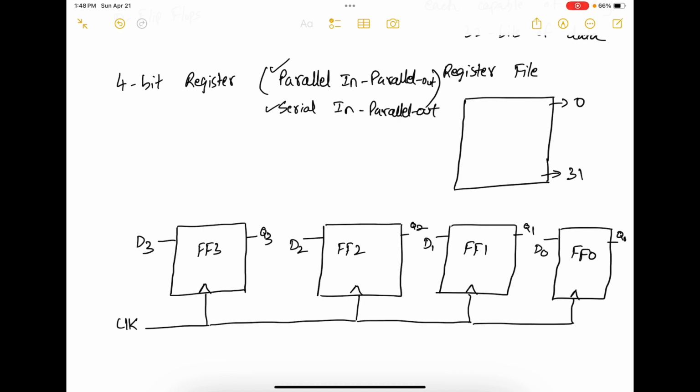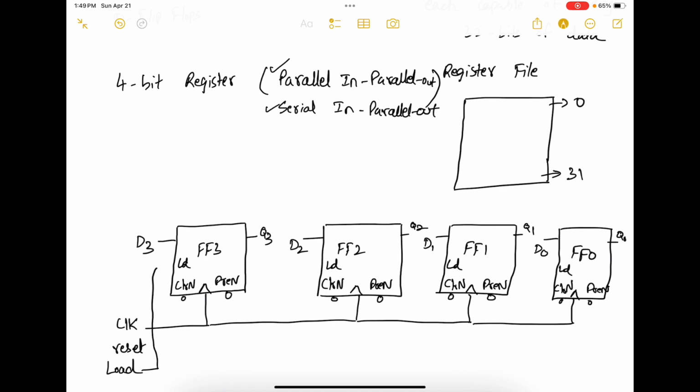Each of them has their own reset. So clear N, pre-N, clear N, pre-N, clear N, pre-N, and clear N, pre-N. Now depending upon how you want to set it up, whether you want the flip-flop to be reset to 0 or 1, you're going to give values for clear N and pre-N, and they are active low. So that's reset. It can go to either clear N or pre-N depending upon how you want it to reset. And then you have another input called the load input. So this is the LD input. So this load input is going to go to all these.